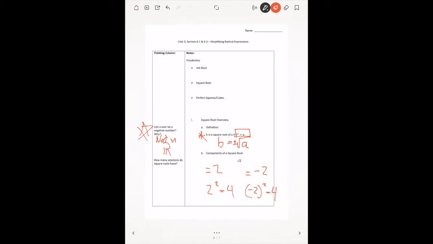However, in Math 169 and in future courses, you will learn about complex numbers, and it turns out in the complex number system we can have a negative a. We can take the square root of a negative number, but that's something for later on. Right now in the real number system, not possible. And like we said, how many solutions do square roots have? Two. A positive and a negative.